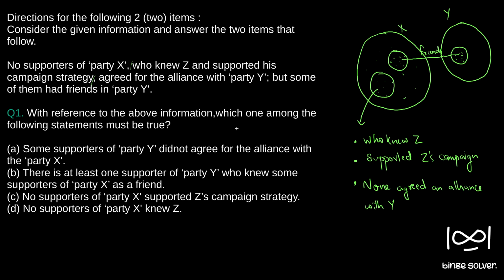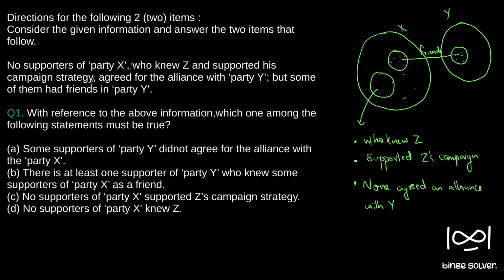One could argue from this statement there could be a scenario where no supporters of party X knew Z and no supporters of party X supported the campaign strategy. One could argue that logically that is possible, but in this exam, in such questions, the examiner expects us to assume that there are scenarios like this. You will get clarity when you take up the second question. It is exactly that case. So we will see when that comes.